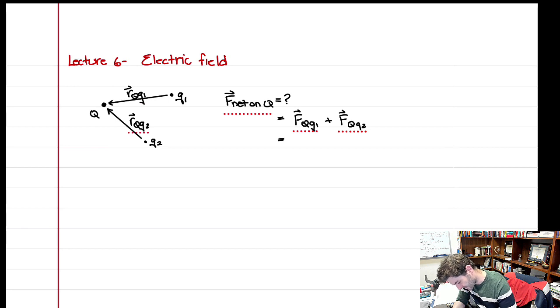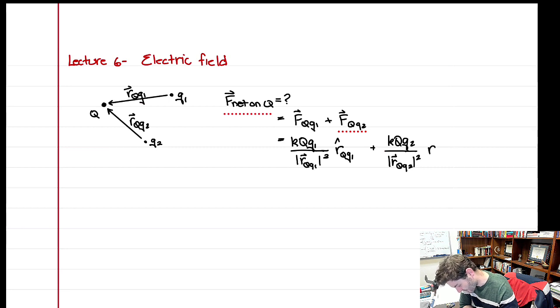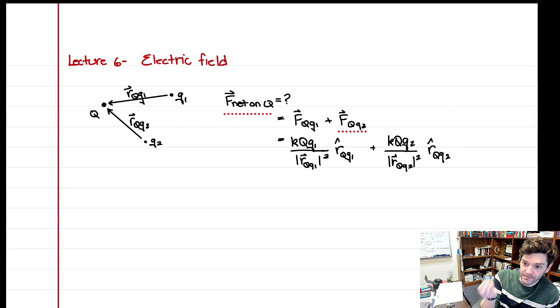And then let's write this out. That looks like it's going to be k Q Q1 over the length of r_{Q,Q1} squared, multiplied by the unit vector that points to big Q from Q1. Add to that k Q Q2 divided by the distance between big Q and Q2 squared, all multiplied by the unit vector that points to big Q from Q2. That then gives me, as a vector expression, the net force.